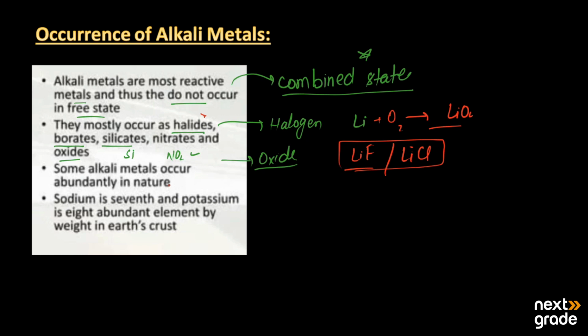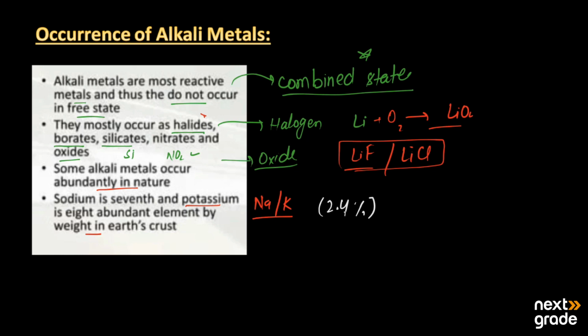Then some alkali metals occur abundantly in nature. They have a large percentage in the earth crust. So we have two metals, sodium and potassium. They are the eighth most abundant elements in the earth crust by weight. It means they cover approximately 2.4% of the earth crust, and they are present in nature.